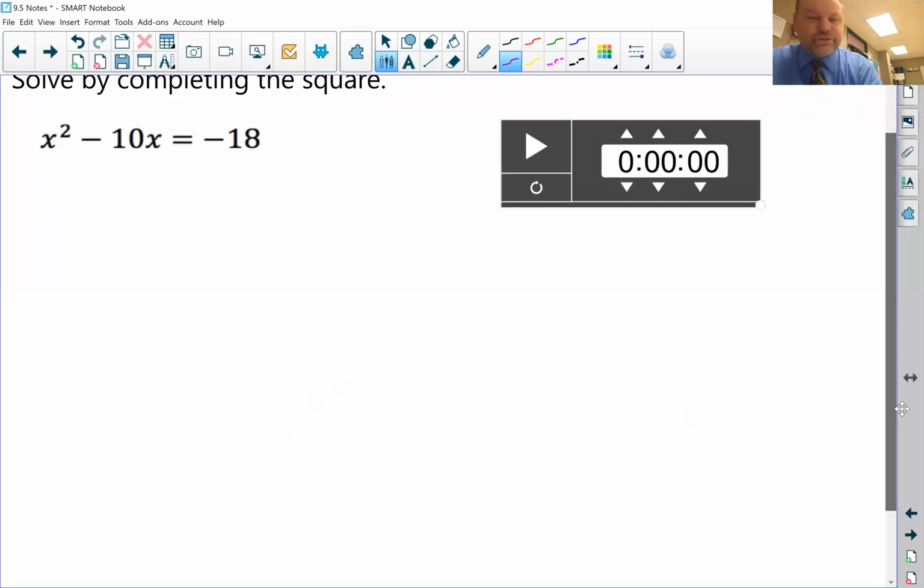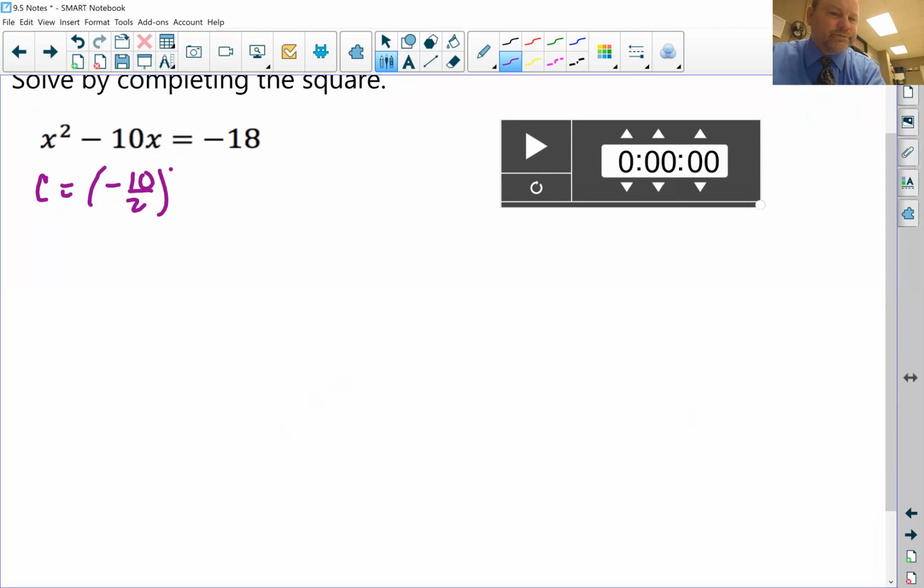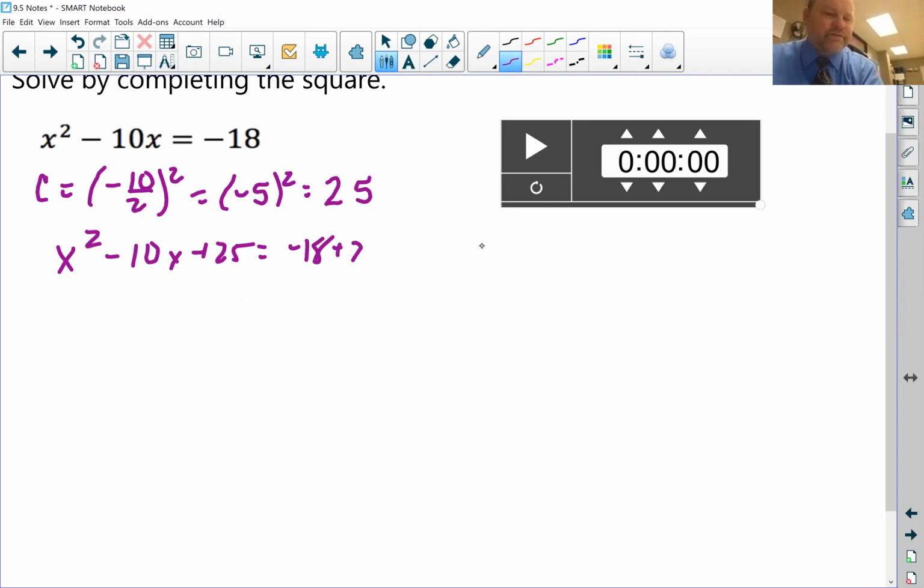All right, and so this one was, again, I think a little bit easier because it's already got the x squared and the x on the left. So I don't have to manipulate that equation any. I just need to start by finding my value for c, which would be -10 divided by 2 squared, which is positive 25. So x squared minus 10x plus 25 equals -18 plus 25.